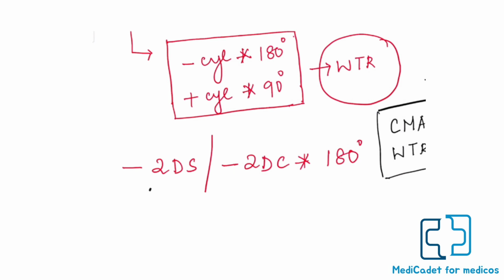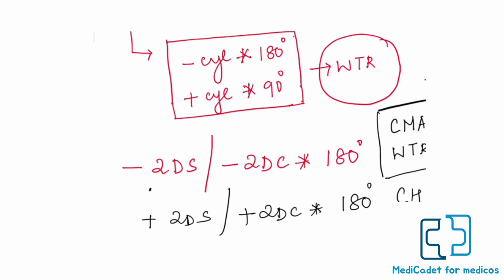Okay, now suppose I give you this prescription, say plus 2 diopter sphere and say plus 2 diopter cylinder cross 180. If I give you this prescription, then see what is this? This is CHA, compound hypermetropic astigmatism, and plus cylinder cross 180 means against the rule. So this is a prescription of CHA ATR, this is CMA WTR.